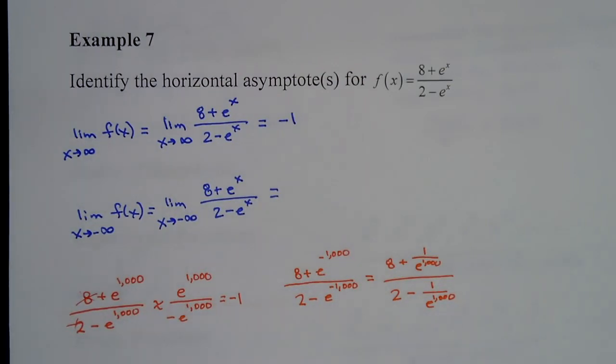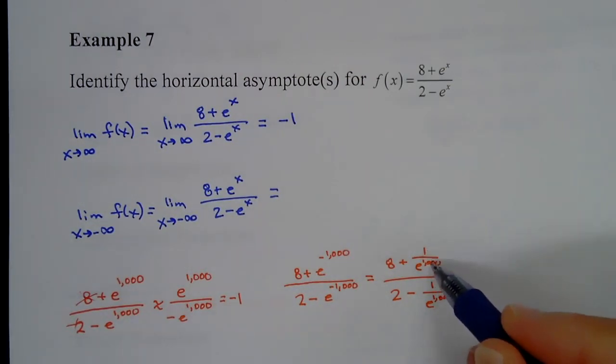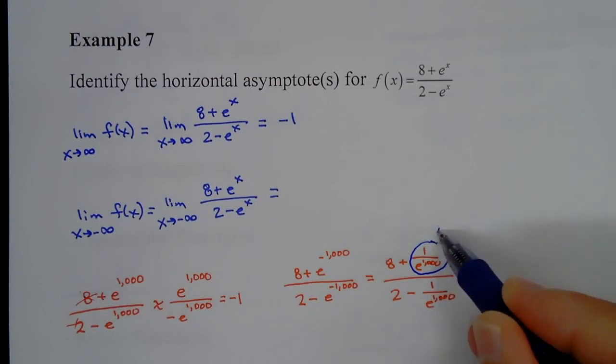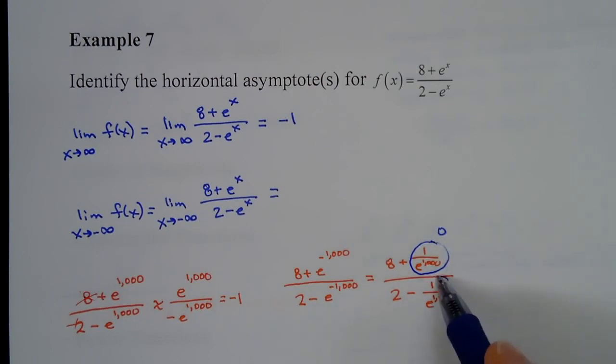So what happens here is we have 1 over a really big number, and this exponent keeps getting bigger and bigger and bigger, which makes this denominator get bigger and bigger and bigger. This is going towards 0. And so is this one. This one's getting closer and closer to 0.